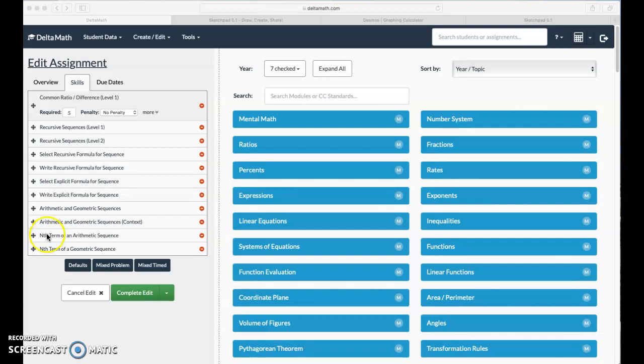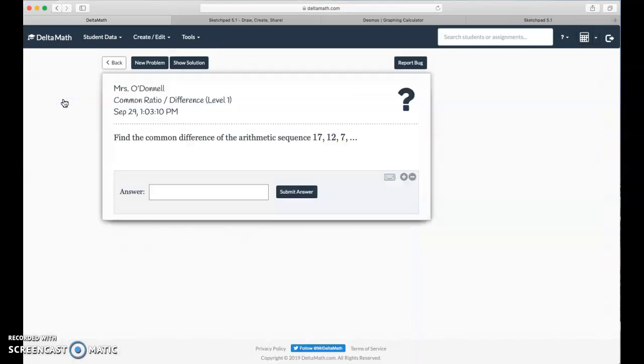We're going to do a couple more Delta Math problems, and hopefully I'll figure out how to upload to YouTube like I told you guys I'd try to do. So our first skill we're going to give a try here is this common ratio difference level 1. So go ahead and click on that.